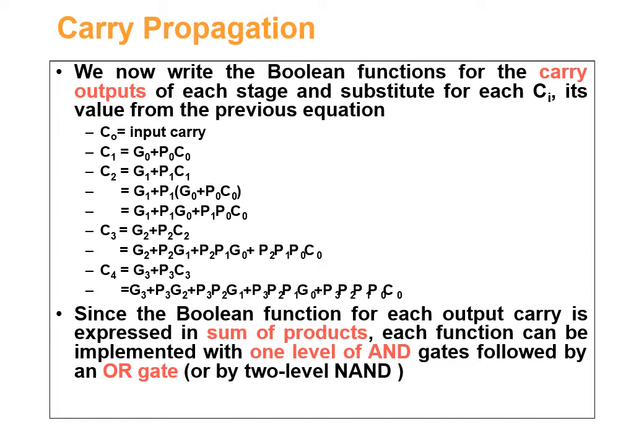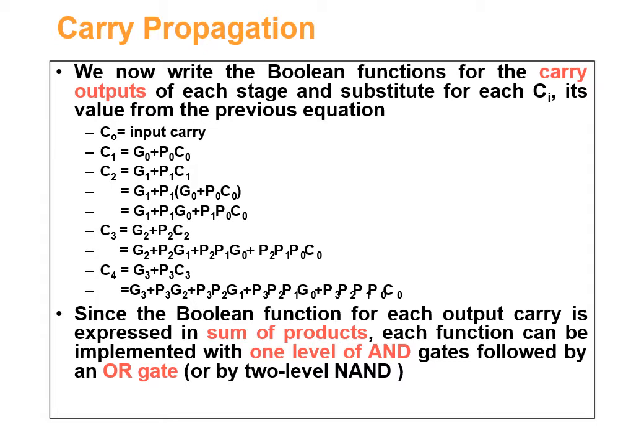Similarly, C4, the last carry of the fifth bit, depends on its previous bits. So the equation of C4 is equal to G3 plus P3 C3. Now we put the value of C3 and the equation becomes G3 plus P3 G2 plus P3 P2 G1 plus P3 P2 P1 G0 plus P3 P2 P1 P0 C0, and so on for the carries C5, C6, C7 up to the number of bits.